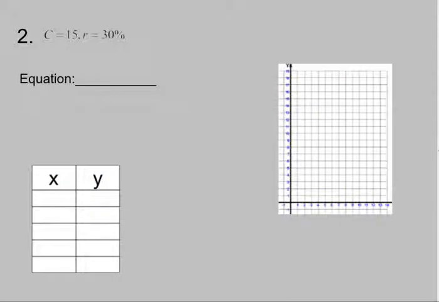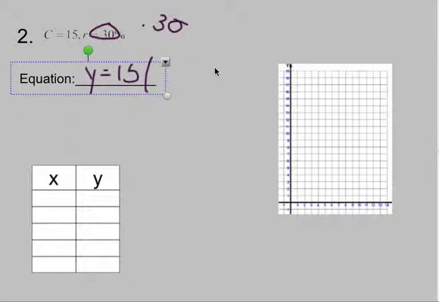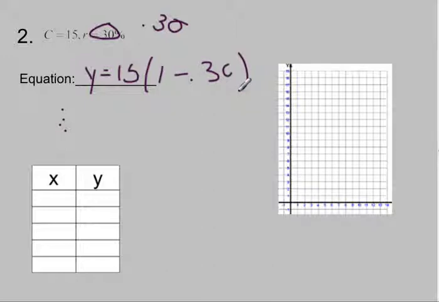So let's take a look at number 2. Now we're given that our r is 30%, which we know we need to convert to a decimal. When you move the decimal left 2 places, you get 0.30. So our equation is going to be y is equal to 15 times 1 minus 0.30 to the x power. Why don't you go ahead and do that while you're at it? That could also be written as 0.70 to the x power.